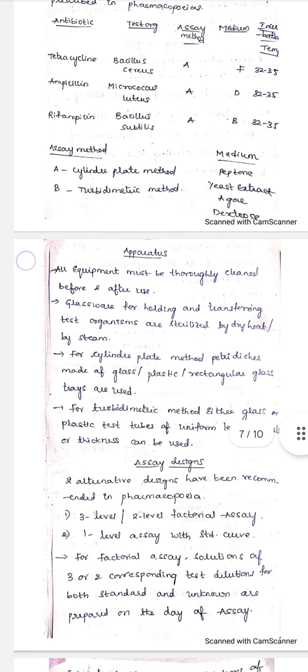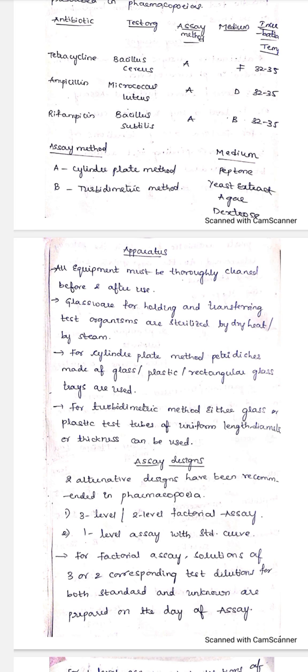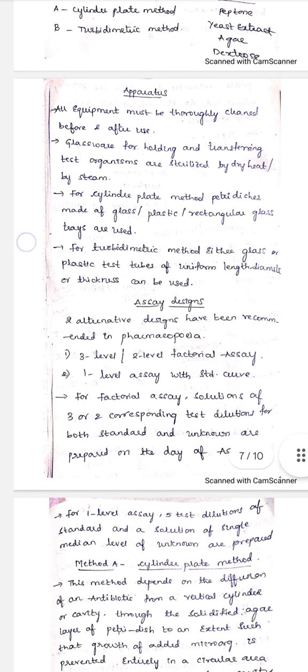And for the medium, you can select the culture medium, whether it is prepared with peptone, yeast extract, agar or dextrose. Coming to the apparatus, all equipment must be thoroughly cleaned before use, and glassware should be dry heated, which means you should not have any moisture in it. For the cylinder plate method, petri dishes made of glass or plastic, or rectangular glass trays, are used. For the turbidimetric method, either glass or plastic tubes should be used.